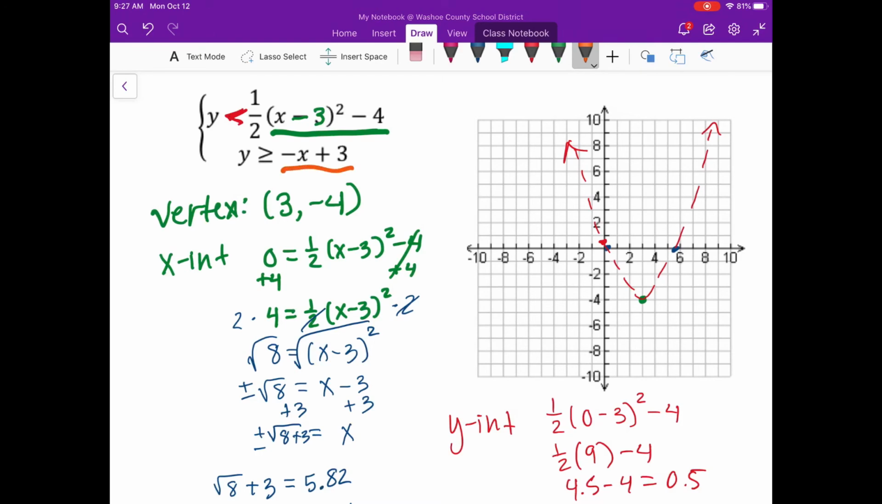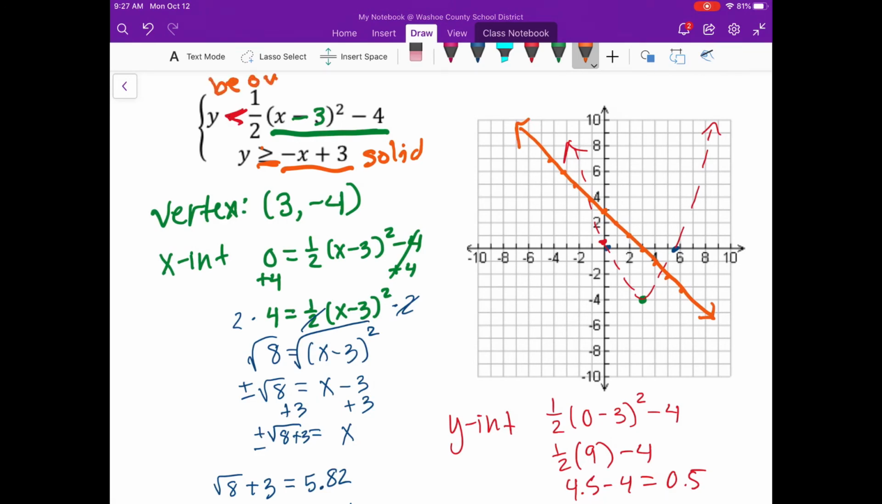And lastly, we're going to graph this line. Start up at 3. Have a -1 slope this time. And for this particular graph, it will be solid because of that equal to right there. So I'm going to do my best there and sketch the graph. And now we need to worry about the shading here.